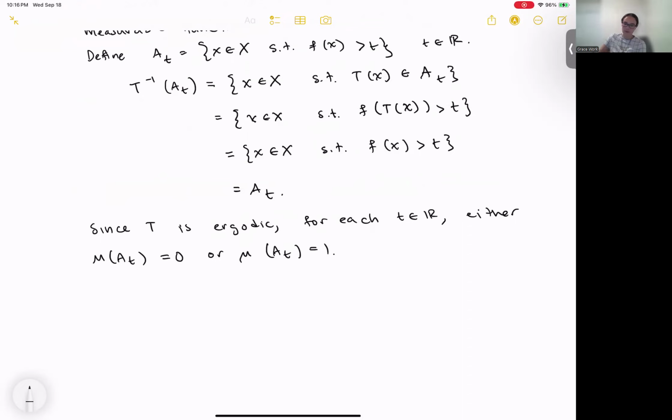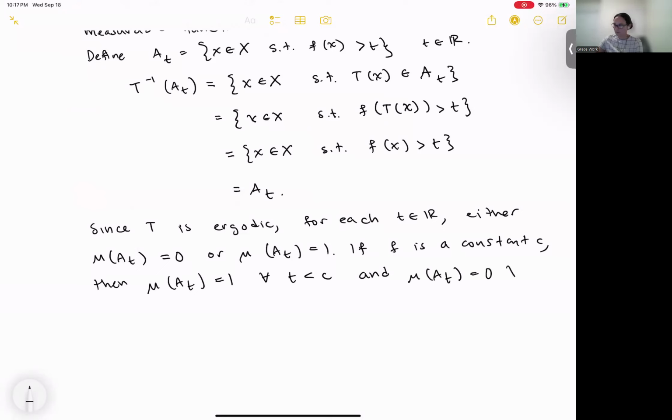And this can happen if our function is constant. So if f is constant, then the measure of A sub t is going to equal 1 for all t less than c, and the measure of A sub t is going to equal 0 for all t greater than or equal to c. Okay. So if f is a constant, then we don't have a contradiction. We've got the measure of these invariant sets are going to be 1 and 0.